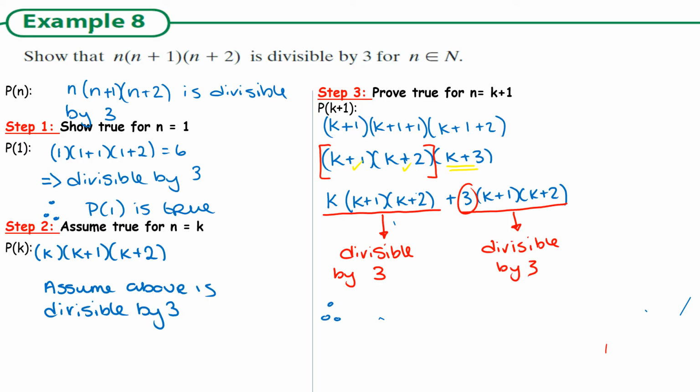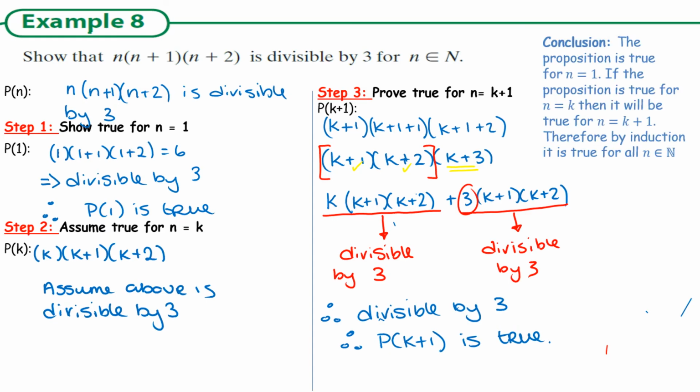Therefore, it is fully divisible by 3. So if each of its parts are divisible by 3, then the whole thing is divisible by 3. Therefore, P(k+1) is true. And all we need now is our conclusion. So the conclusion is the proposition is true for n equals 1, and if the proposition is true for n equals k, then it'll be true for n equals k plus 1, and therefore, by induction, true for all n elements of the natural numbers.